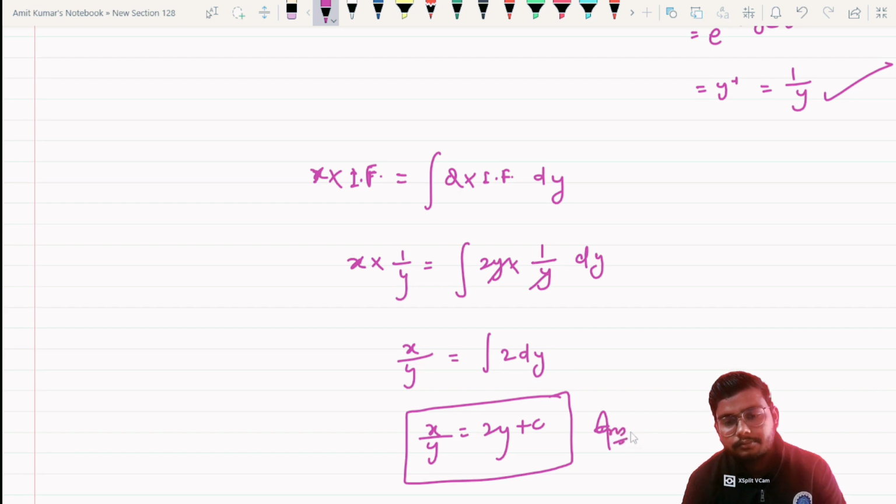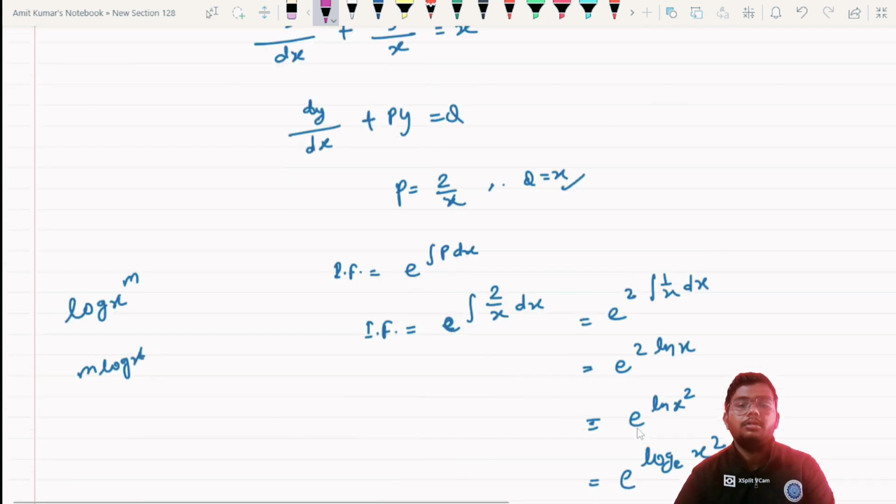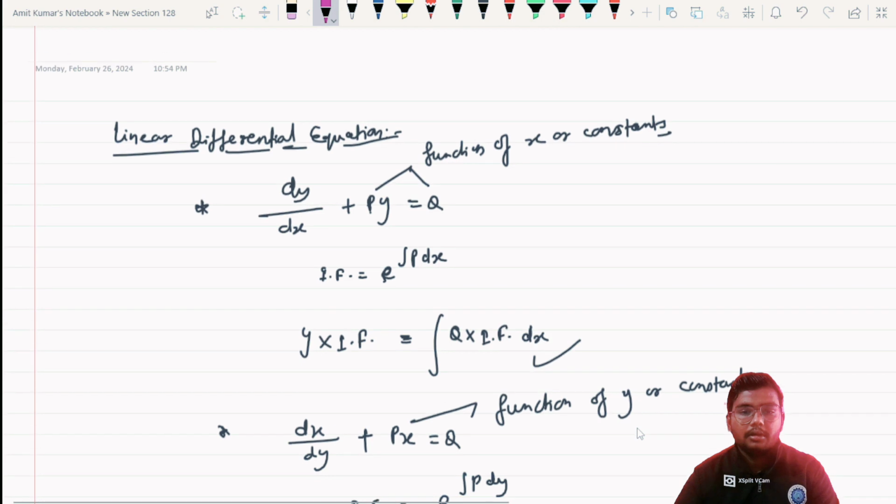Again I'm repeating. This will be the first form: dy by dx plus Py equal to Q. Whatever question you are given, you have to compare with this linear equation and find the values of P and Q. Once you have found P and Q, you find the integrating factor, e to the power integral of P dx. We write dx here because in the denominator we have dx.